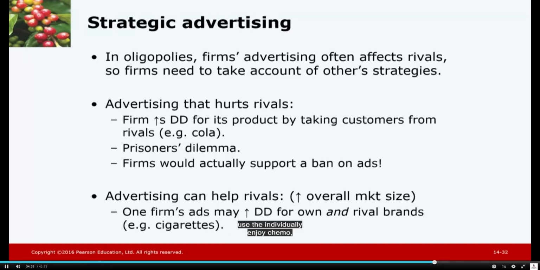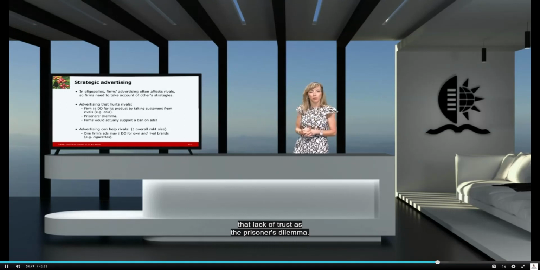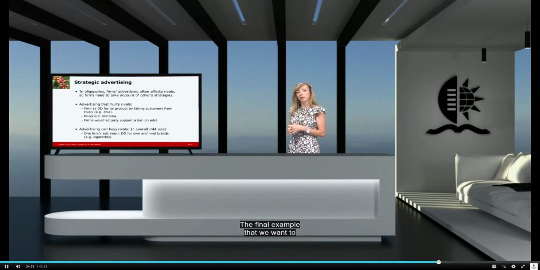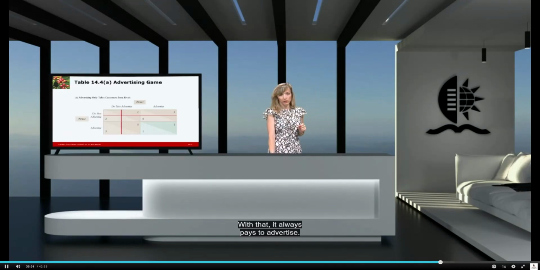And you get 2 types of advertising. Advertising that hurts rivals, it's predatory. So if one firm advertises and the other doesn't, you're literally going to eat some of their customer base away, steal customers from them. A typical example that's given here is in your soft drink market, like Coke and Pepsi. And this leads to a prisoner's dilemma. And firms would actually support a ban on ads. Let's have a look at this.